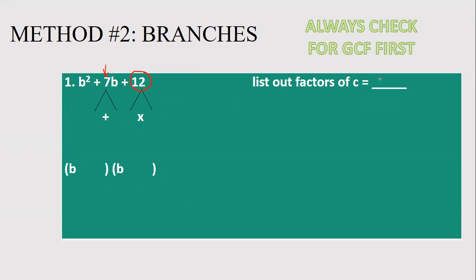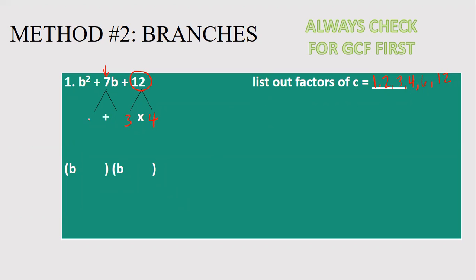So if I was to list out the factors of C, I would have 1, 2, 3, 4, 6, and 12, right? Agreed? Those are my factors of C, and then their negatives. Well, 1 and 12 does not make 7. 2 and 6 doesn't make 7. But like Darren said, 3 and 4.